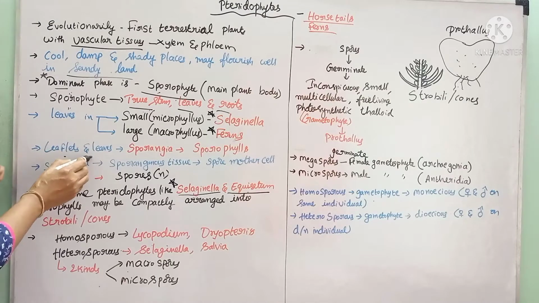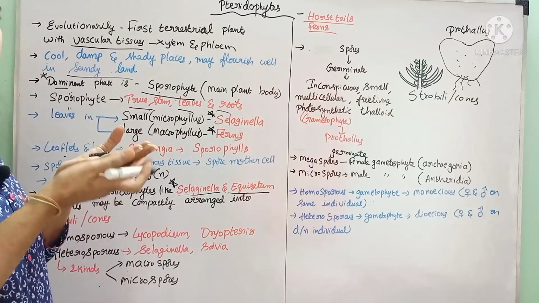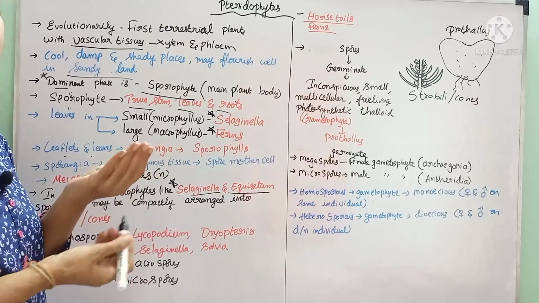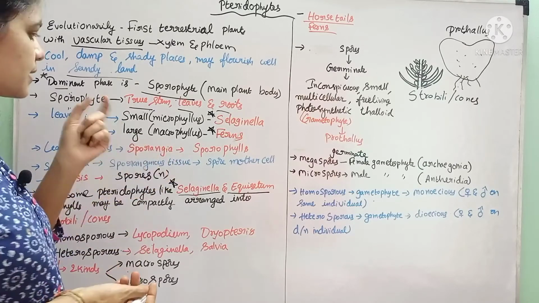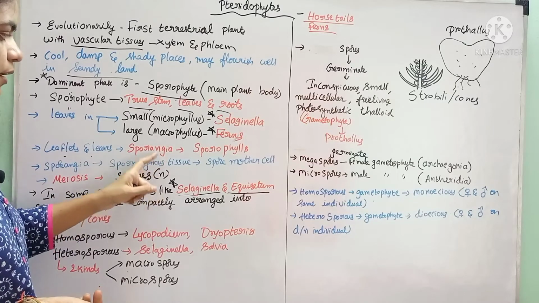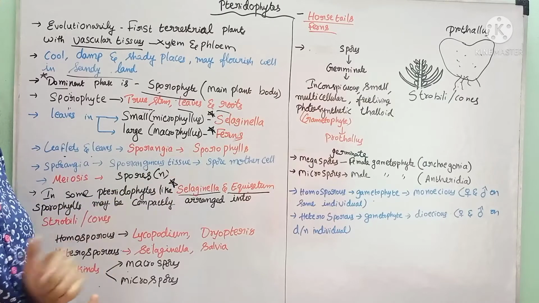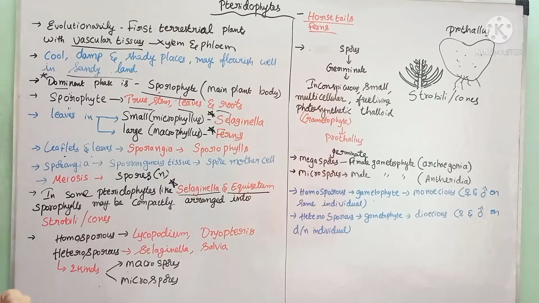And the leaves or leaflets bear sporangia. That means on the ventral side of the leaves several brown colored spots are seen. Inside the spots, the sporangia are present. The sporangia are present on the leaves, hence those leaves are called sporophylls. Sporophylls means what? Spore-containing leaves. Here the sporangia develop on the leaves.